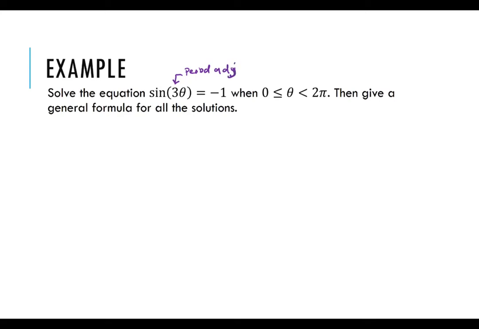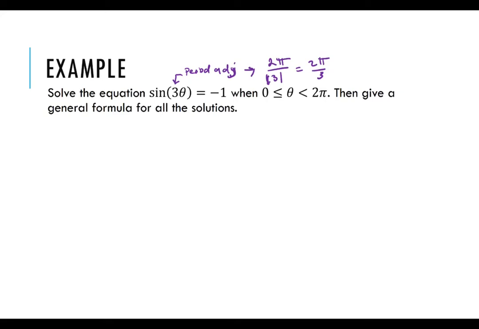Okay? So, that period adjustment, remember that's going to allow for the fact that 2 pi divided by b, or 2 pi divided by the absolute value of 3, is going to be 2 pi/3. And so really, once I find the smallest, or all of the smallest angles that are possible as solutions for sine of 3 theta is equal to negative 1, then I can just add 2 pi/3 to those values, and I can get all of my solutions. So let's do this.